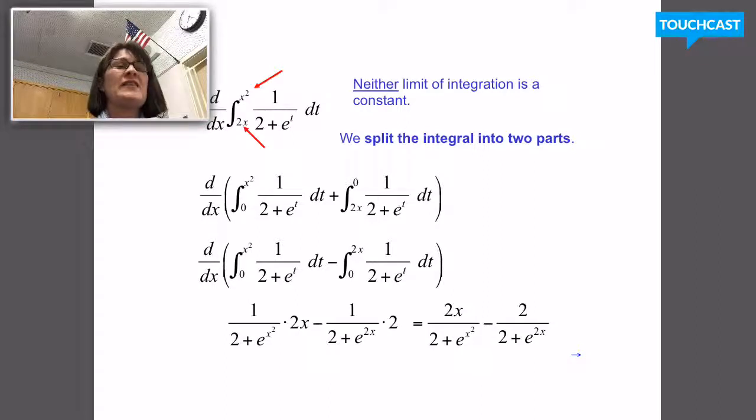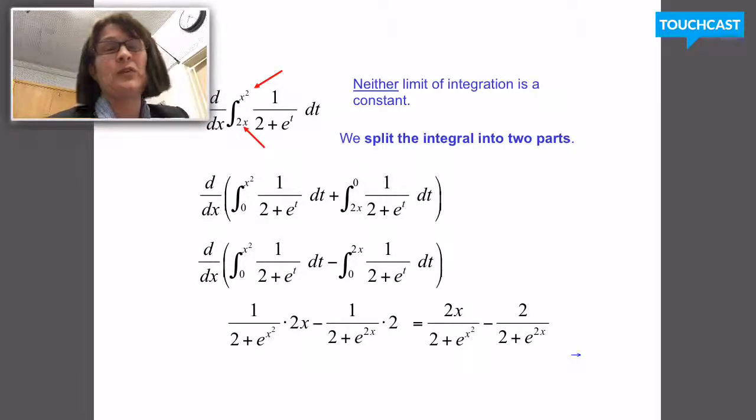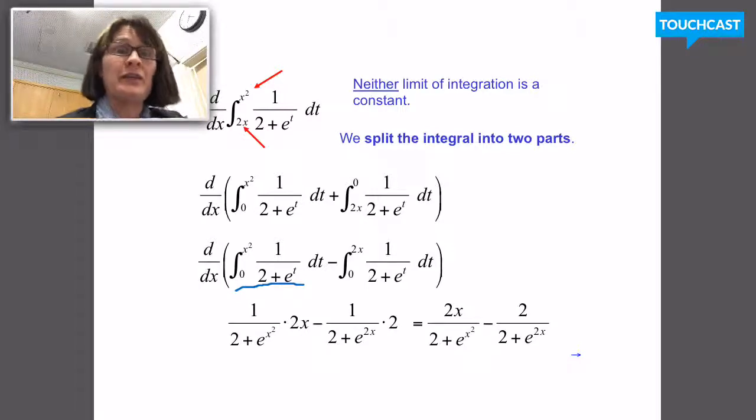So here's what happens: I've split up my integral. Instead of integrating from 2x to x squared, I'm integrating from 2x to 0 and 0 to x squared. Notice on this slide, maybe that's written in the opposite order you might have expected, but I'm just adding, so the order doesn't matter. Now, the first integral here, the integral from 0 to x squared, that's all set. There's no problem with that integral. I'm going to be able to take that derivative.